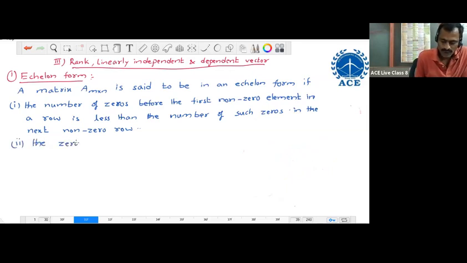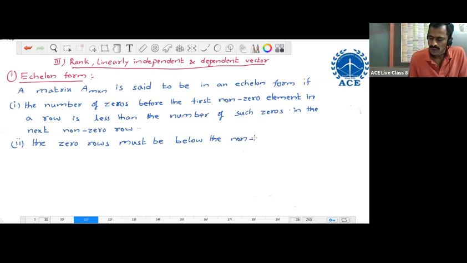The zero rows must be below the non-zero rows. Zero row means in a row, all the elements are zeros, then such a row is called zero row only. If we have a zero row, that should be placed below the non-zero row only.